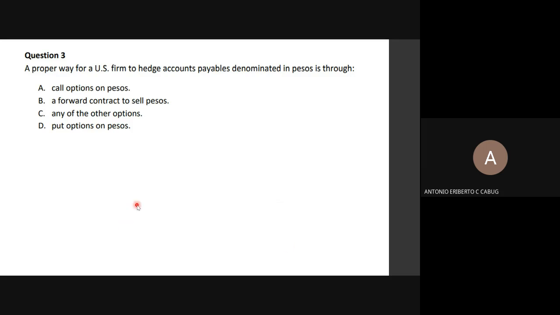Okay. So, you will have the need to buy pesos in the future to pay accounts payable. Kaya magiging useful kapag bumili ka ng call option on pesos. The correct answer is letter A. Ulitin ko. Bibili ka ng pesos sa future. You are a US firm. Bakit ka bibili ng pesos? Kasi kailangan mo magbayad ng accounts payable denominated in pesos. Kaya, kailangan mong magkaroon ng right to buy pesos at a specified price. The correct answer is letter A.